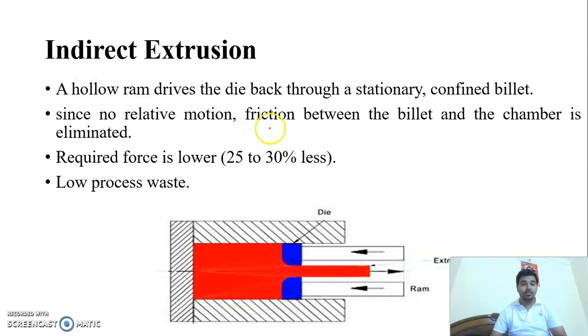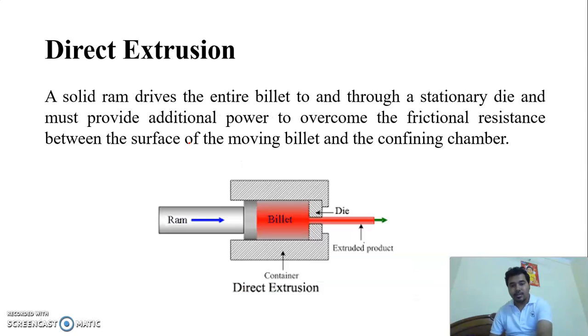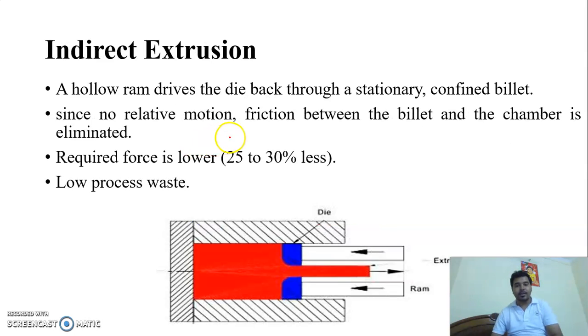What is indirect extrusion? In direct extrusion, we had seen that the direction of the ram force and the direction of the extruded part were the same. But in indirect extrusion, the direction of the ram force, that means the line of action of the force, and the direction of the extruded part are different.